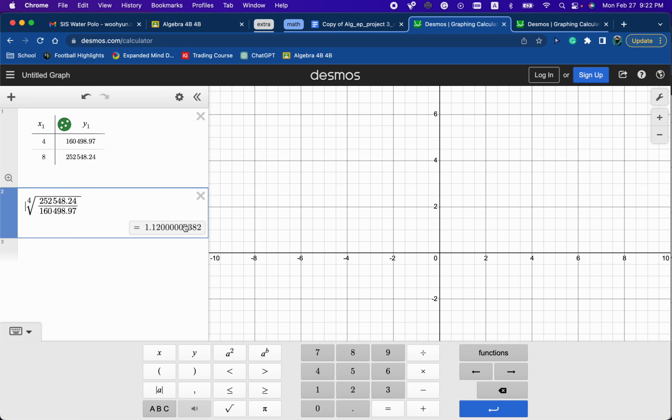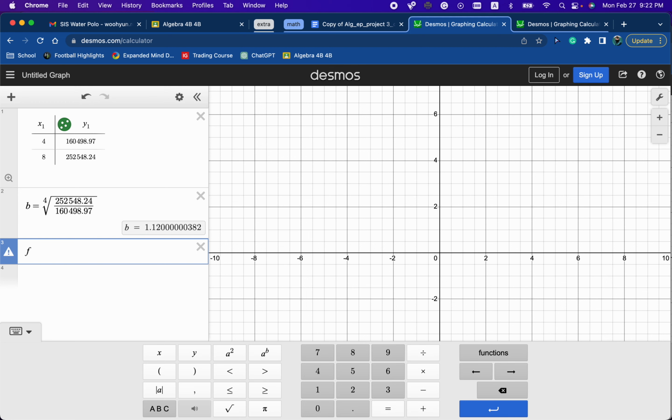We can see that b, or the common ratio, is going to be around 1.12. And since it is 1.12, which is greater than 1, we can see that this is going to be a form of exponential growth and not decay. And we're going to put a variable for this, which is going to be b, which is going to represent the common ratio in our question.